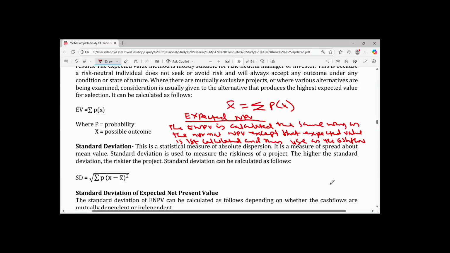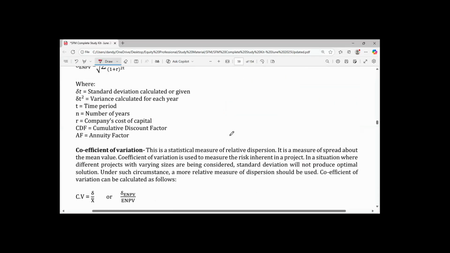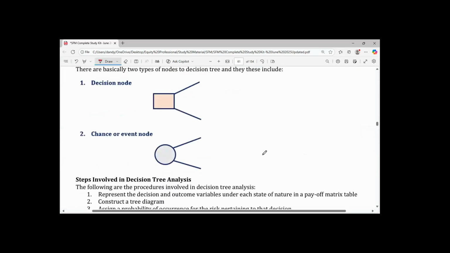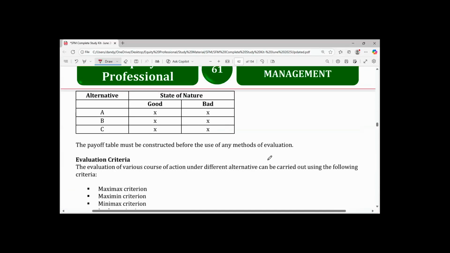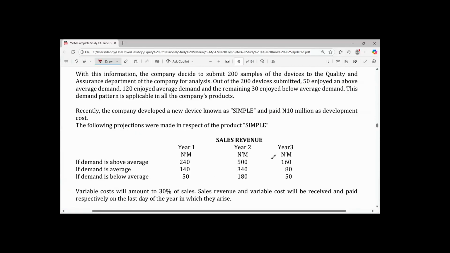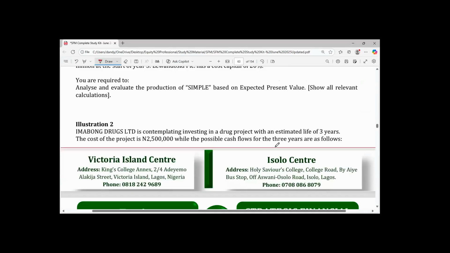All right, so at this point, before we move to standard deviation, let's have an illustration. Let me see. I think I have a question that relates to expected value alone. It is a 30 marks question. Let me see. I think this is it. You are required to analyze. Yes, this is the question.